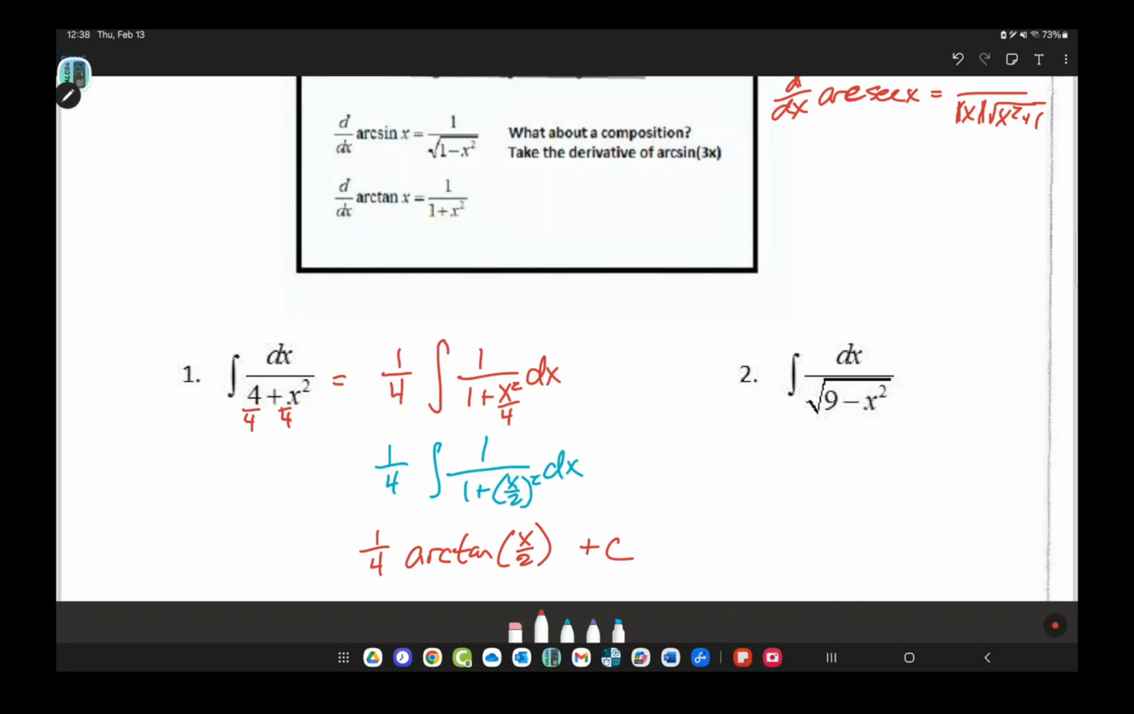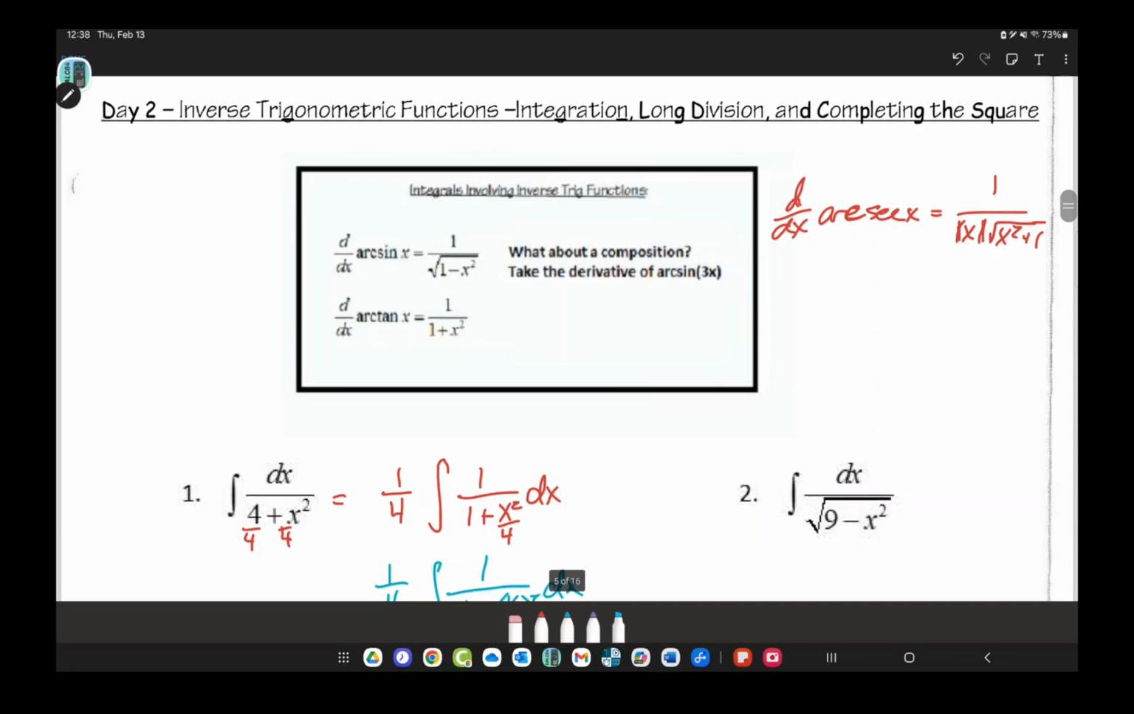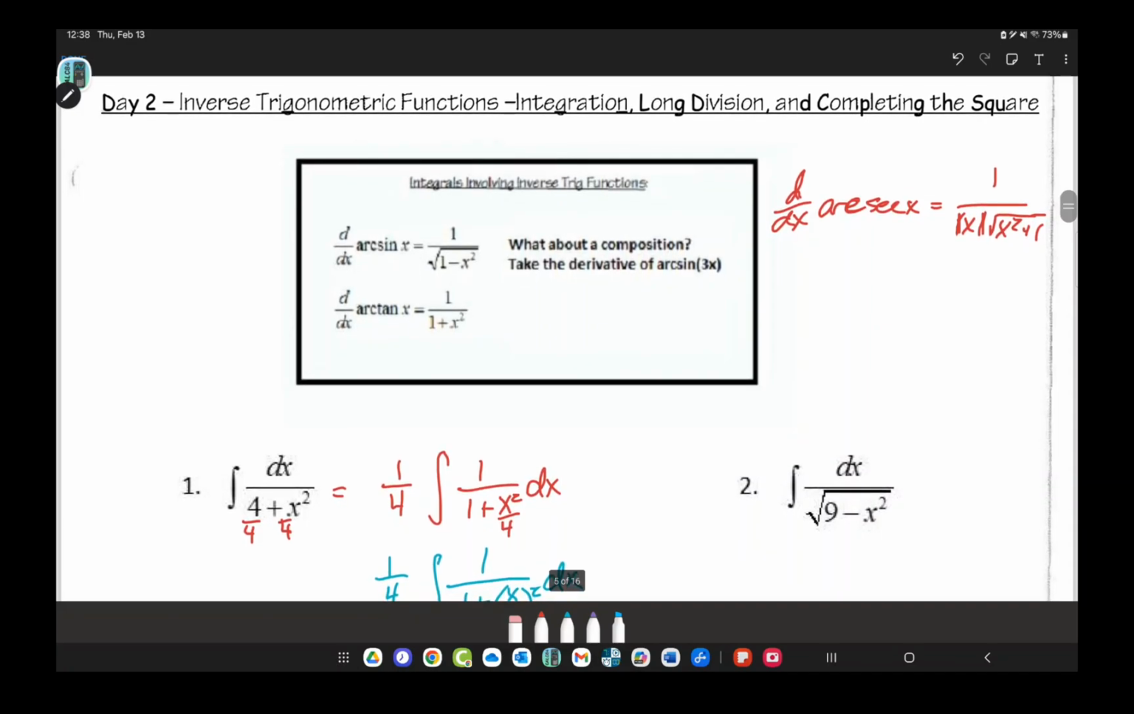That's not right. That's what it said in the directions: long division and completing the square. It's the completing the square where it gets fun.